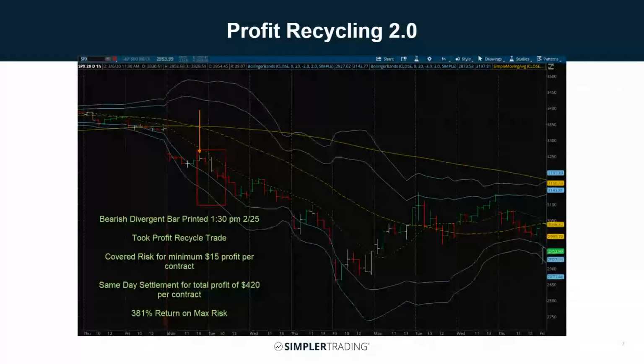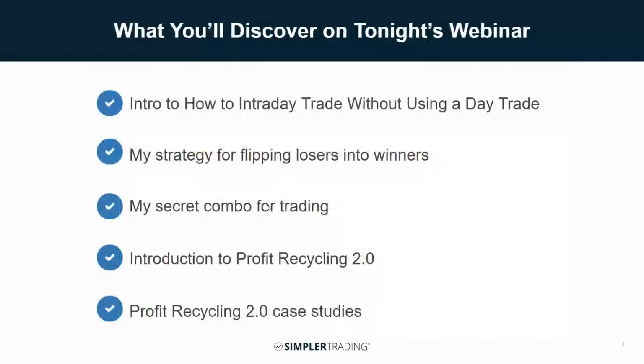Overall, on the initial risk that I put in the trade, it was a 381% return. So I guaranteed myself a small profit no matter what happened on the trade. On the settlement that day, I was able to take a very nice, substantial profit and was able to walk away overall very happy with my account that day.